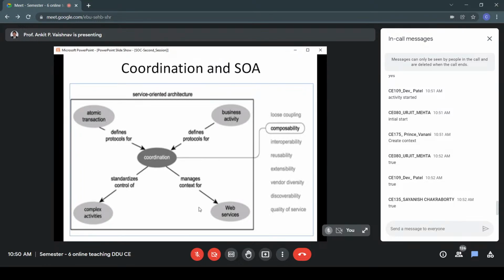So what is the importance of coordination for SOA? This slide is the answer for that. You should be able to explain that in words or answer any MCQ based on this, if it is asked. Is that fine? There are other principles listed on the right hand side, but they are not going to be supported as of now. Coordination directly supports composability. That's why you can see a direct link. So that is the concept of coordination.